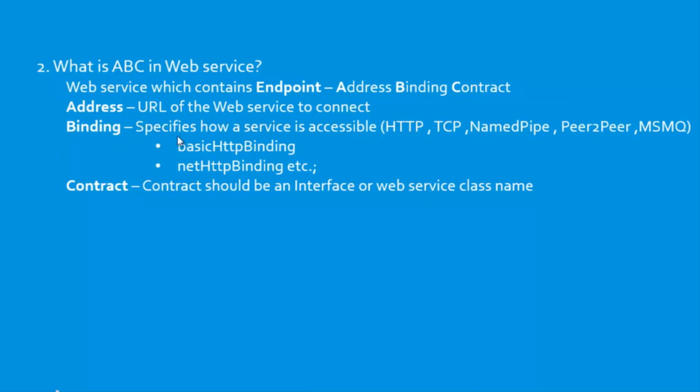Binding specifies how a web service is accessible through HTTP protocol or TCP protocol, named pipe, and MSMQ, and different protocols we use. Generally the bindings will be specified as basic HTTP binding, net HTTP binding, or net TCP binding, etc. Contract means a contract should be an interface or web service class name.